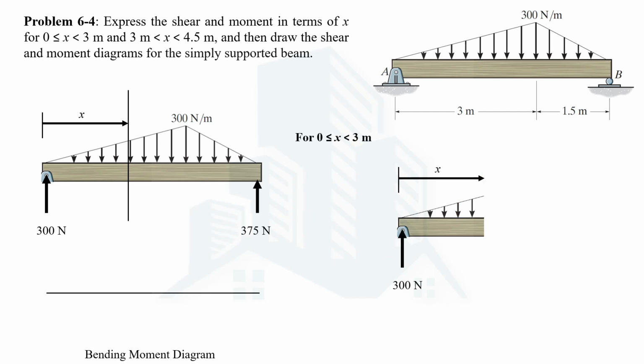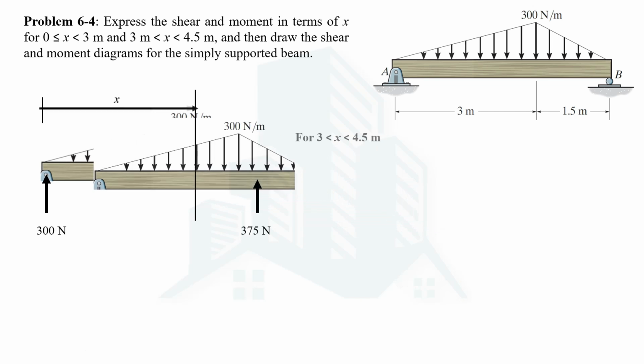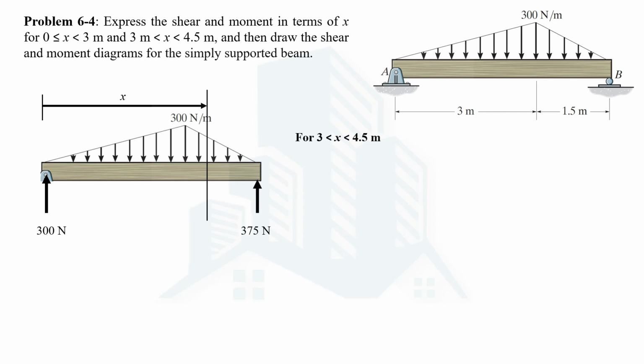Now let's move on to the distance from 3 to 4.5, the last distance. Now we are in this portion. We just surpassed this 300 Newton force and we are on this portion now, with the same x distance from the left hand side. Since this beam is in equilibrium, we can take the left hand side or the right hand side. The calculations would be equal.